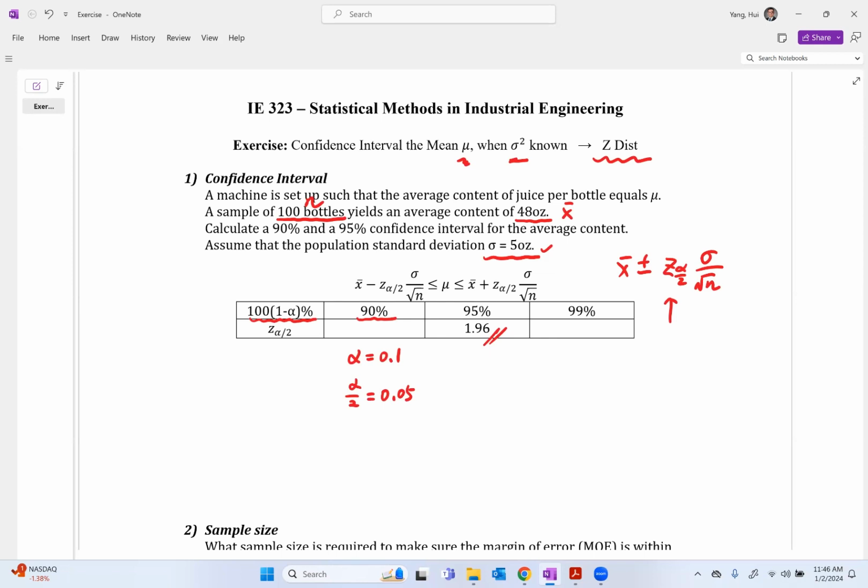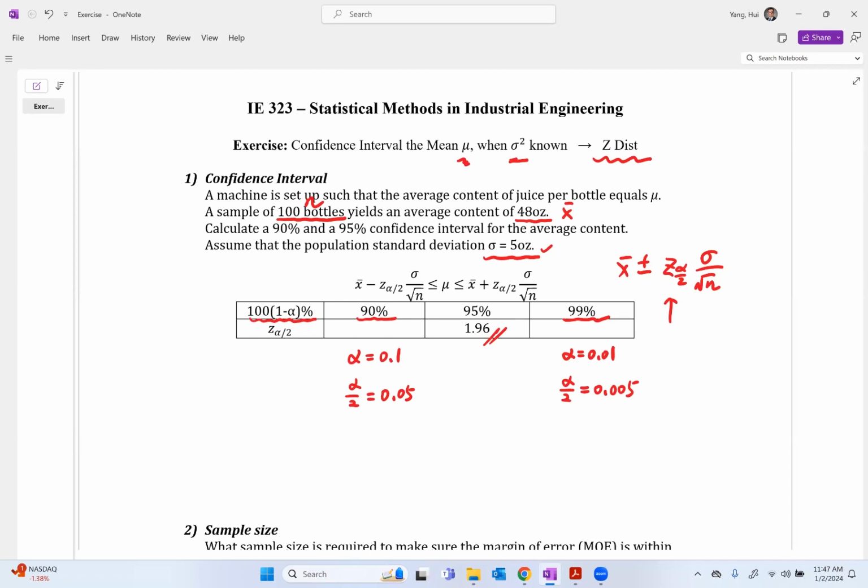In the 99% case, we will have alpha equals 0.01. 1 minus alpha is 0.99, so 1 minus alpha will be 99%. So alpha over 2 will equal 0.005, right?